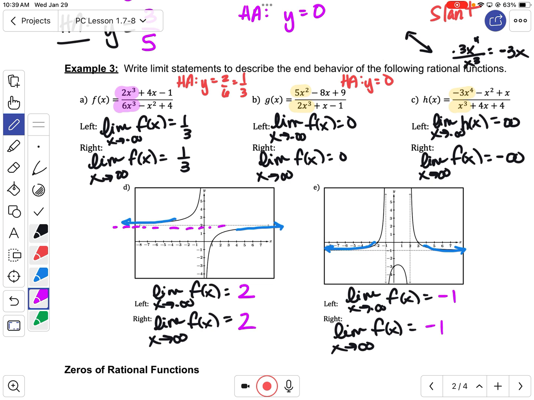Questions about that? Okay, end behavior, asymptotes. If it asks you for asymptotes, you're writing the equation. If it asks you for end behavior, you're writing the limits. Okay, where we need the asymptote, all right, so that we can know we did it right.